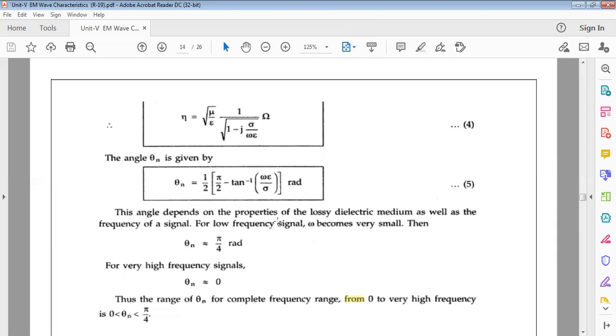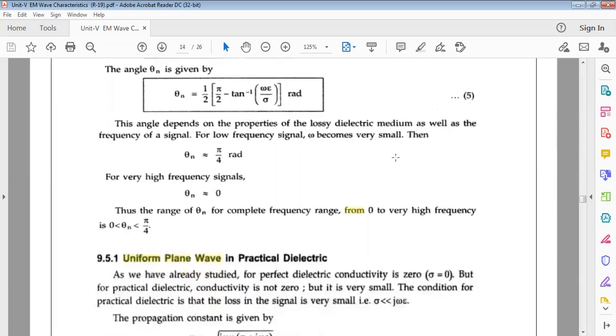This angle depends upon the properties of the lossy dielectric medium as well as the frequency of the signal. For a low frequency signal, omega becomes very small, and theta is approximately equal to pi by 4. For very high frequencies, theta is approximately equal to 0. Thus, the range of theta over the complete frequency range, from 0 to very high frequency, is between 0 and pi by 4.